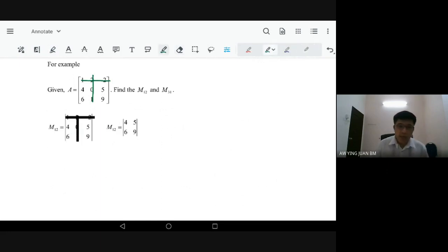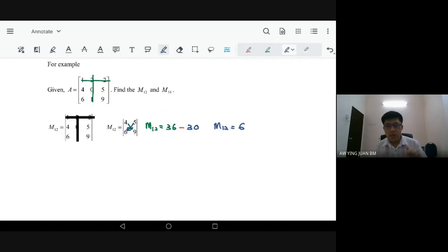Next, what we have to do is find the minor. M12 is equal to, focus on this part, we have 36. Do remember, followed by the negative sign. Next, cross multiply, then we have 30. So the minor for this case, M12, is equal to 6. That is the process of how we find the minor.